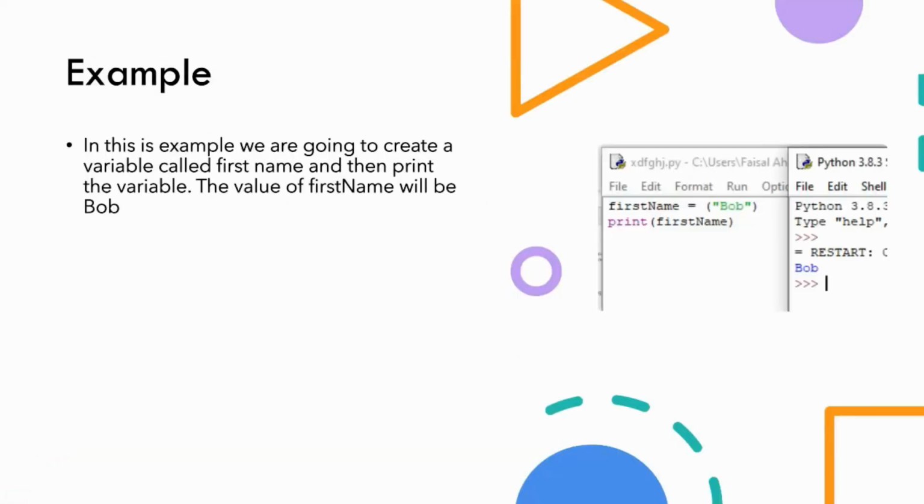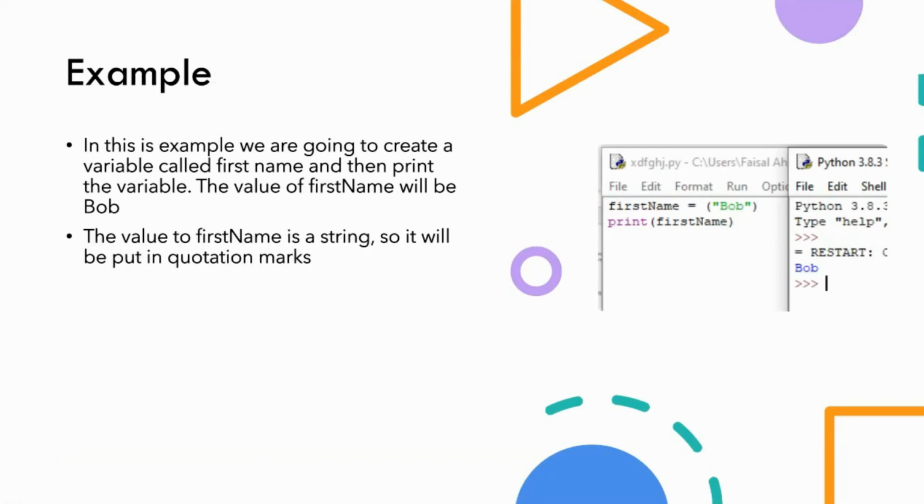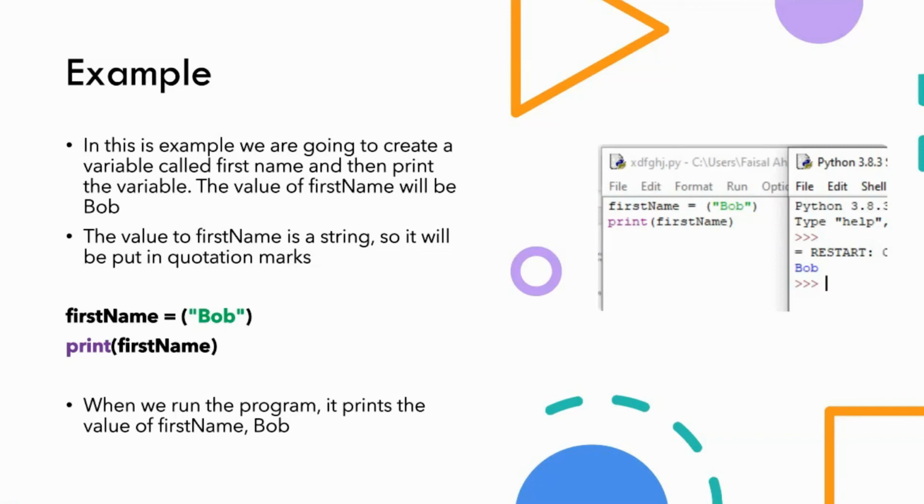Here is an example. In this example, we are going to create a variable called firstName and then print the variable. The value of firstName will be Bob. The value of firstName is a string, so it will be put inside quotation marks. So here is the code, firstName equals, quotation marks, Bob, and then print, brackets, firstName. When we run the program, it prints the value of firstName, which is Bob, in the shell. You can see this on the right hand side.